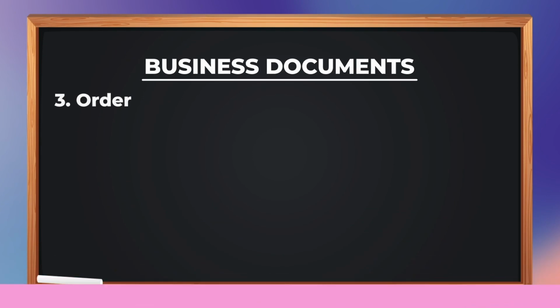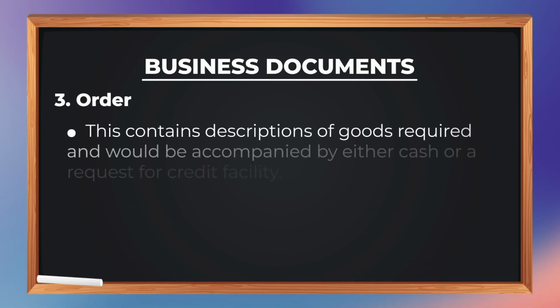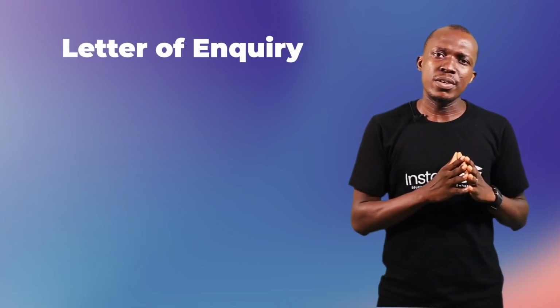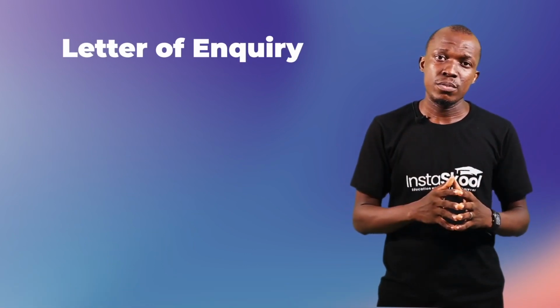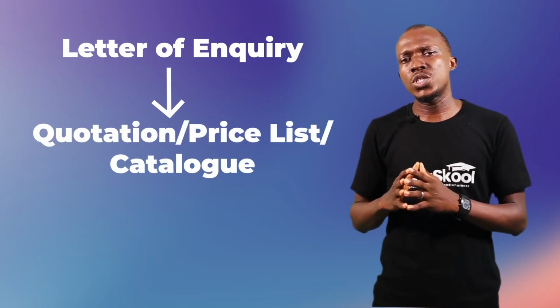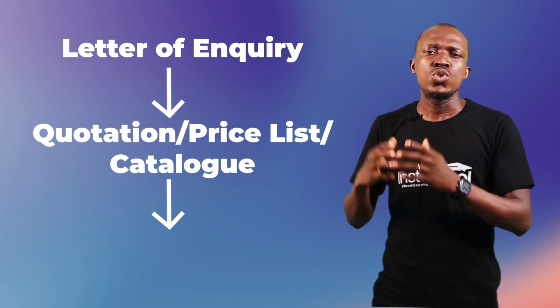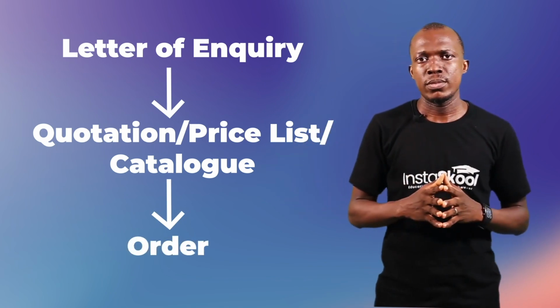The second business document is an order. An order is a document that is used to request for a product that has been selected. So you send a letter of inquiry to ask about what they have. They reply to you with a quotation, price list, or catalog. So when you choose, you send an order. You state the type of product you want and the quantity.